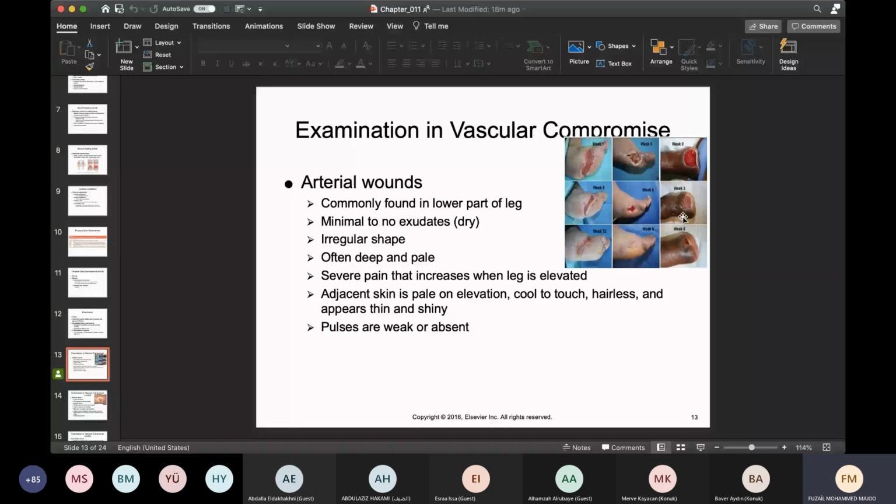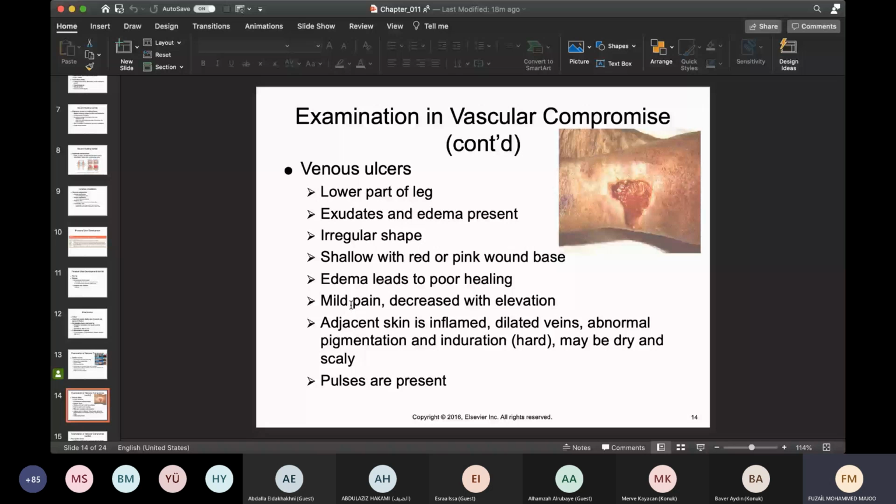This is pretty bad. Now, when you look at a venous ulcer, this is going to be in the lower part of the leg. In a venous ulcer, there is exudate present as well as edema. It also has an irregular shape. However, this is going to be shallow, whereas the arterial was deep. If you look at the color, it'll be red or pink.